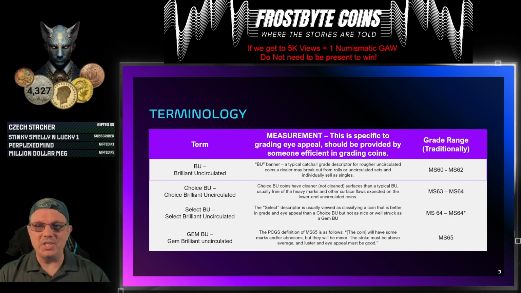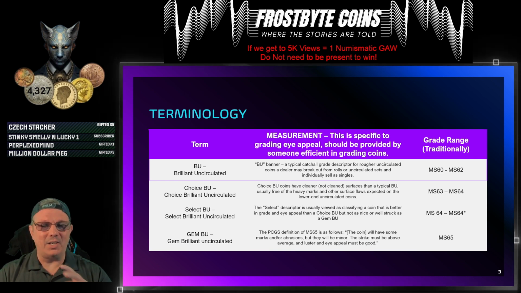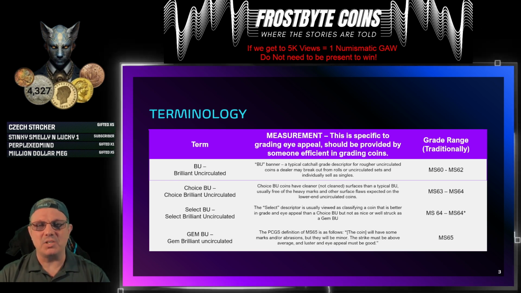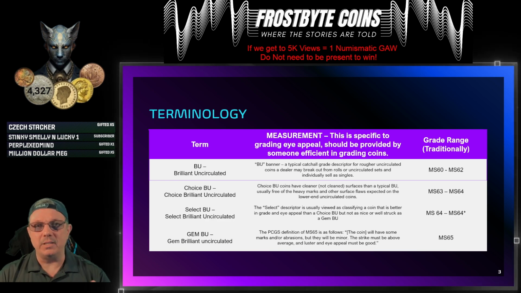But when we're looking at GEM Brilliant, it should be just top notch, right? It should have very few marks, good solid fields, nice clean luster. That luster should be really, really nice. So you're looking for a really good solid coin.